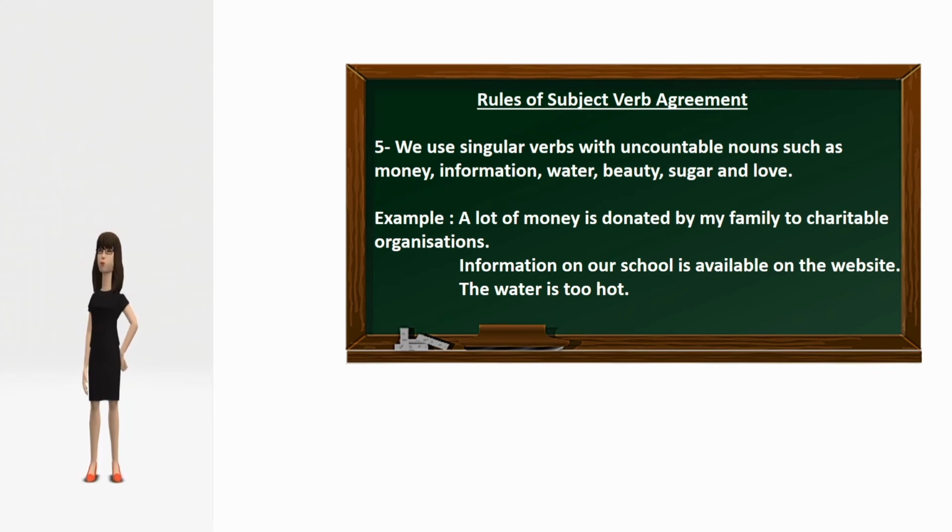Let's move to another rule of subject-verb agreement: we use singular verbs with uncountable nouns such as money, information, water, beauty, sugar, and love. For example, a lot of money is donated by my family to the charitable organizations. Information on our school is available on the website. The water is too hot. As you can see, we have used uncountable nouns in all these three sentences, which are money, information, and water. That is why we have used the singular verb in these sentences, which is is.